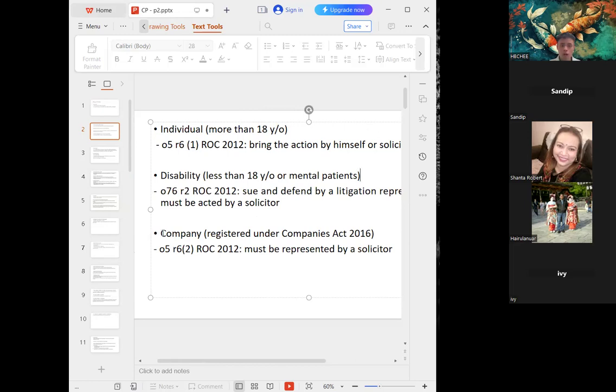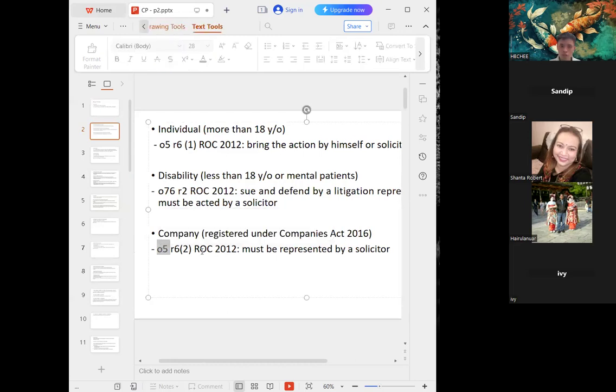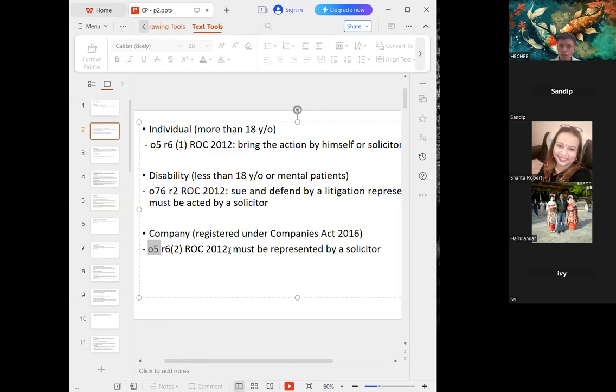In case you are a company, according to Order 5, Rule 6, sub 2, a company must be represented by a solicitor. Is that okay?